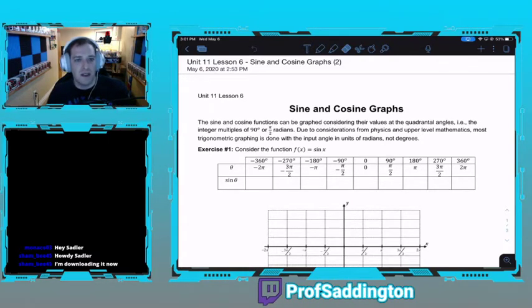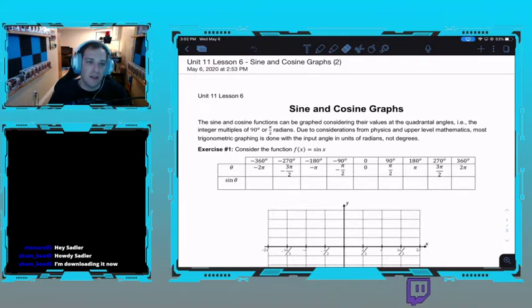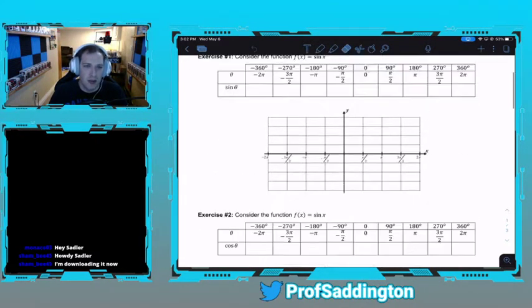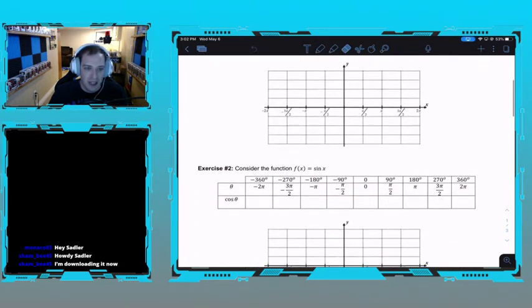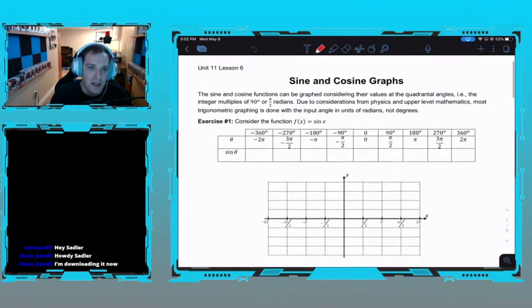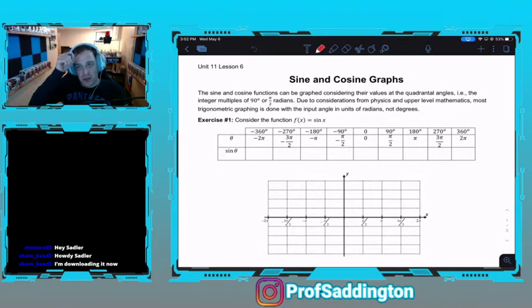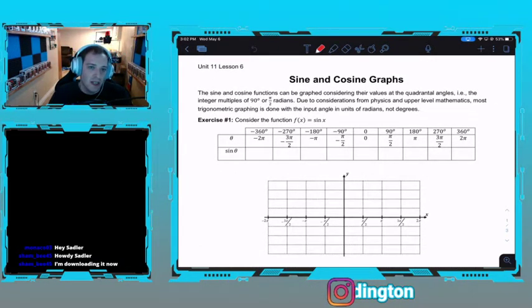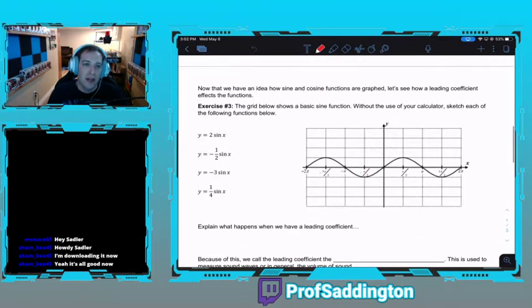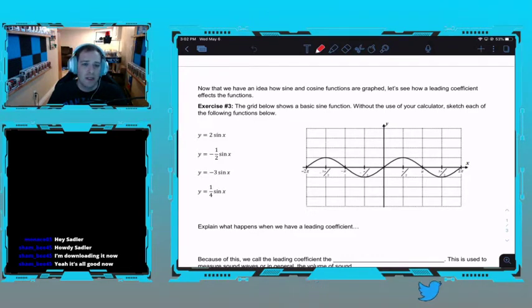Yeah, so as far as today goes, we're just going to do some graphs. I'm going to do one sine and one cosine. Oh, I didn't realize I did that. In number 2, it's going to say cosine, not sine. I'll fix it when we get there. So we're going to do one sine, we're going to do one cosine. We'll call it quits for today. Tomorrow we'll go into how graphs change when there's leading coefficients. So again, that will be tomorrow's lesson.